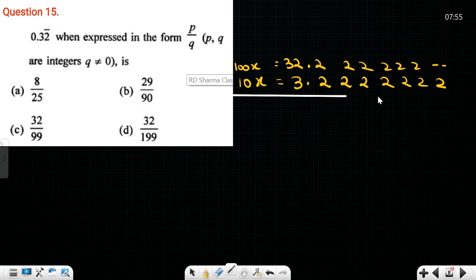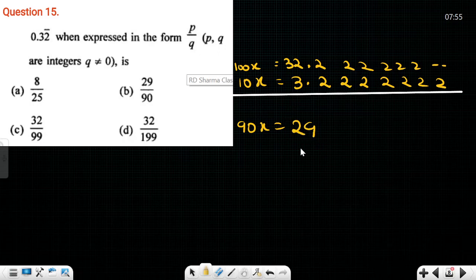Then why did I erase the bottom part? Easily to understand. When you subtract, you will get 90x equal to 32 minus 3. That's going to be 29. Therefore, x equal to 29 divided by 90. That is nothing but option B. Clear now? Very, very simple thing.